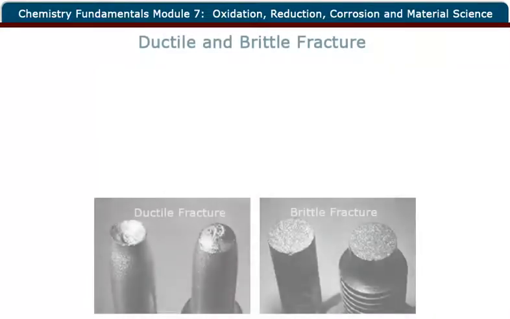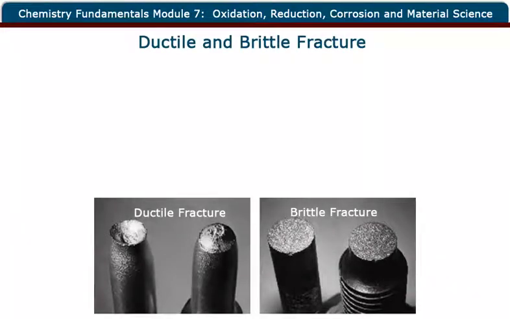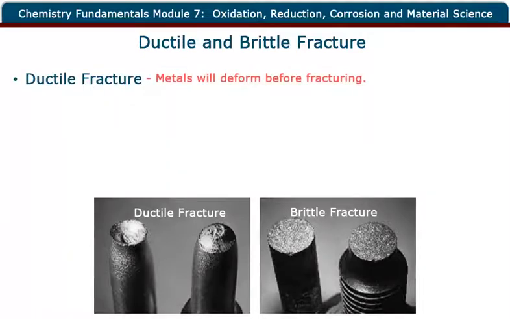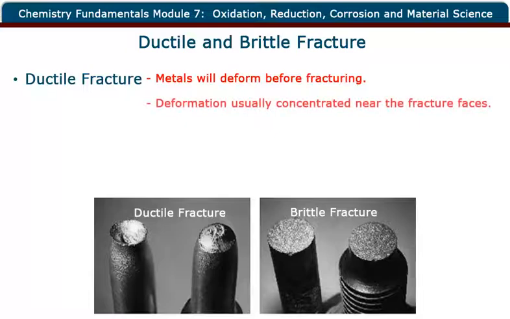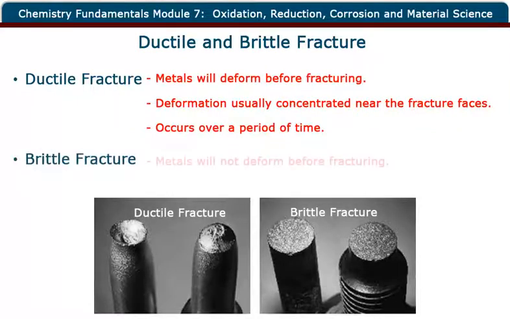There are two types of material fracture or breakage: they are ductile and brittle fracture. With ductile fracture, metals will deform before fracturing. This deformation is usually concentrated near the fracture faces, and occurs over a period of time. Brittle fracture occurs without the material deforming before fracturing, and the crack moves rapidly.